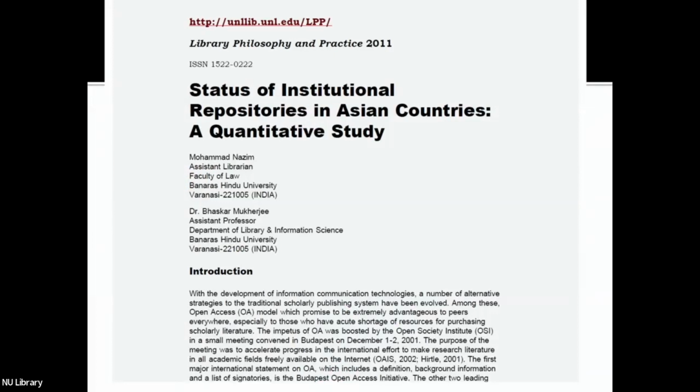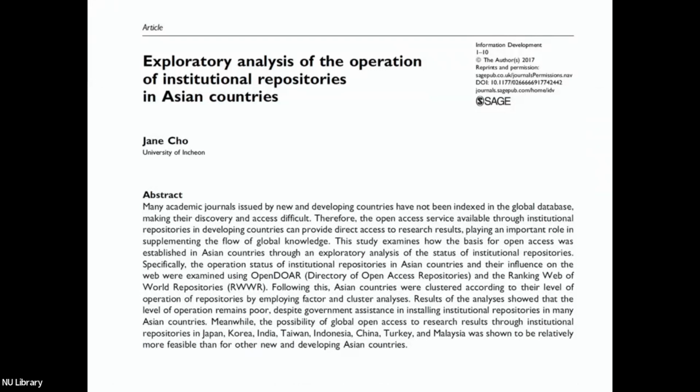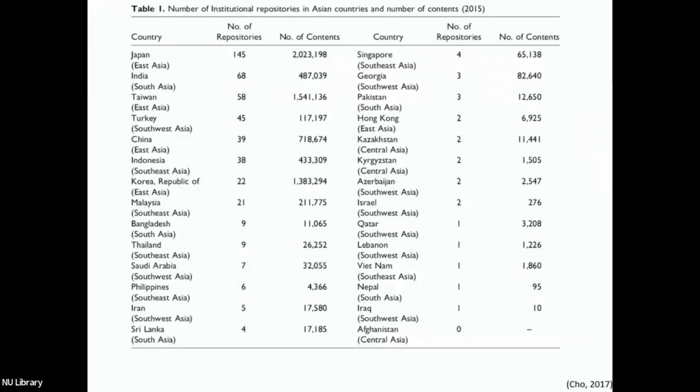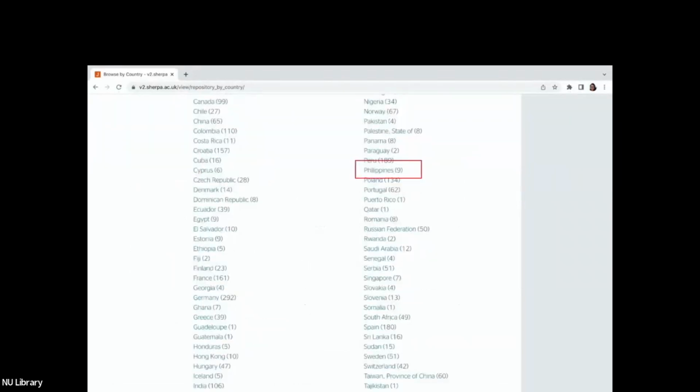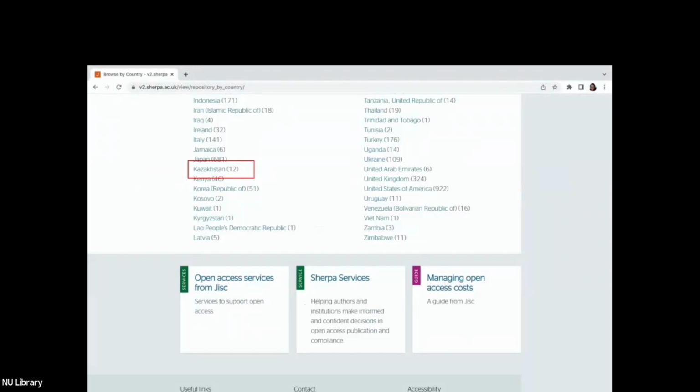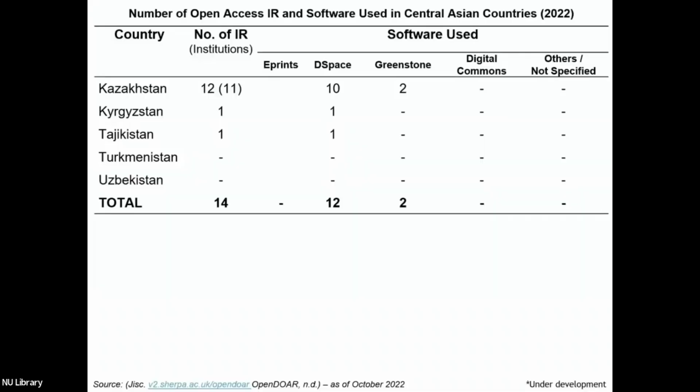Now there's a study on Asian countries for the repository, and this is in 2015, and you can see some in East Asia, Southeast Asia, Southwest, and also Central Asia. If we look at OpenDOAR, you have here only 9 from the Philippines, and there are 12 from Kazakhstan. Previously, there were only 2 from Kazakhstan. Then, if you look at the number of IRs in Central Asia in 2022, we have a good number from Kazakhstan, 12, and they usually use DSpace.